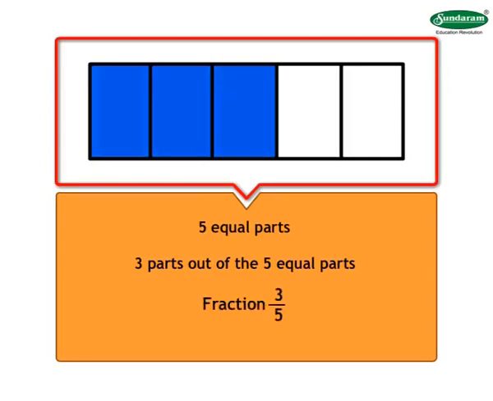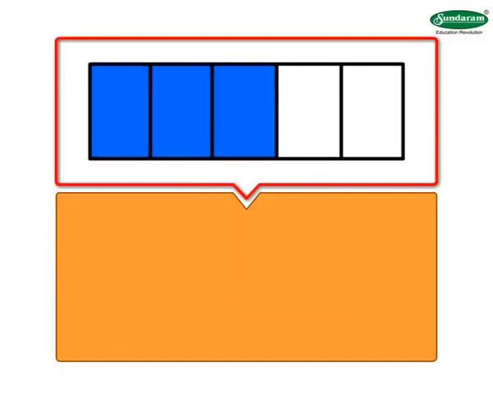The colored parts 3 become the numerator of the fraction. The total number of equal parts 5 become the denominator of the fraction. Now, let us consider a few fractions. 4 upon 9, 2 upon 7, 3 upon 5, 1 upon 9, 5 upon 9.